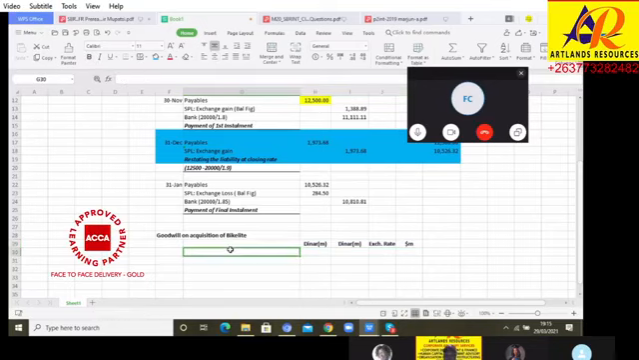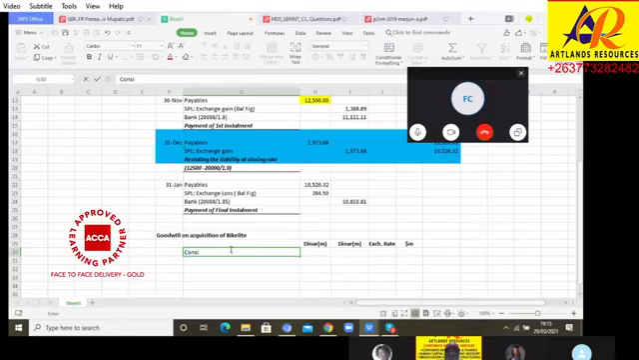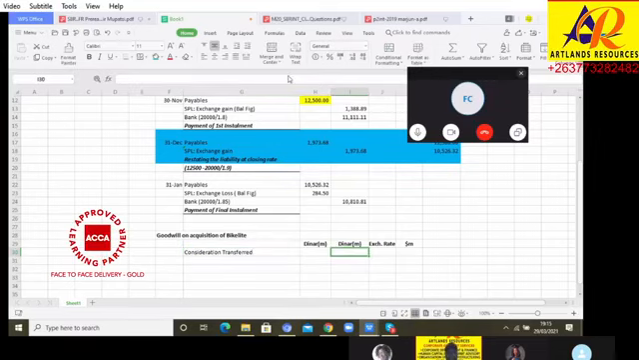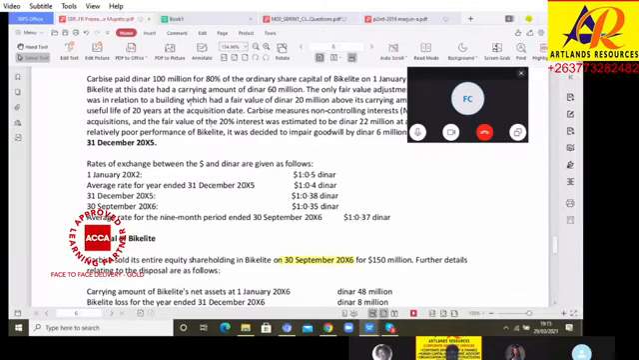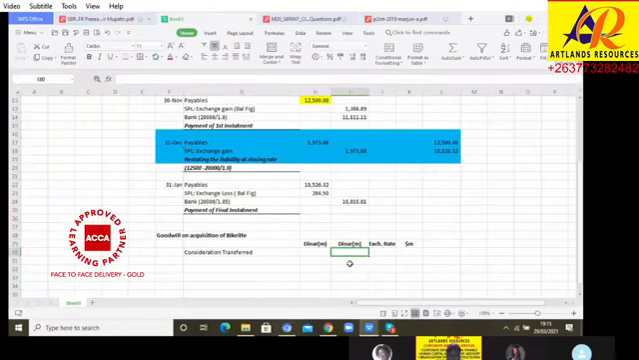Right. So goodwill is calculated as what we know, guys. There's nothing much that you need to worry about with goodwill. So you have got consideration transferred. How much did we pay to acquire this particular subsidiary? So here, CIMA paid 100 million dinars for 80% of the ordinary shares. So consideration was 100 million.